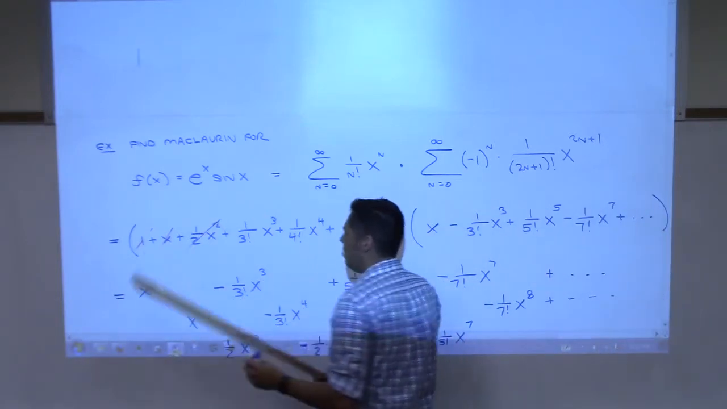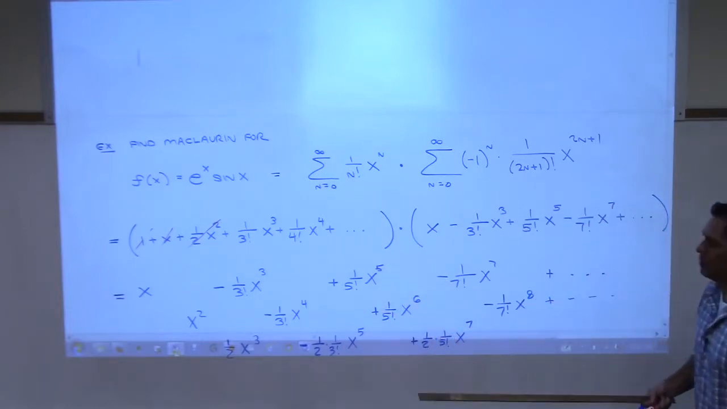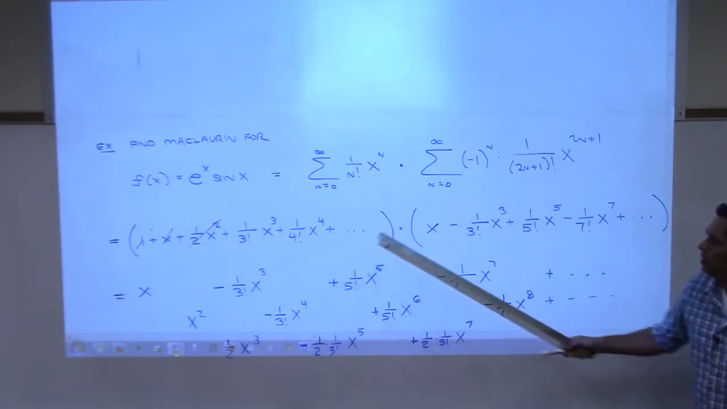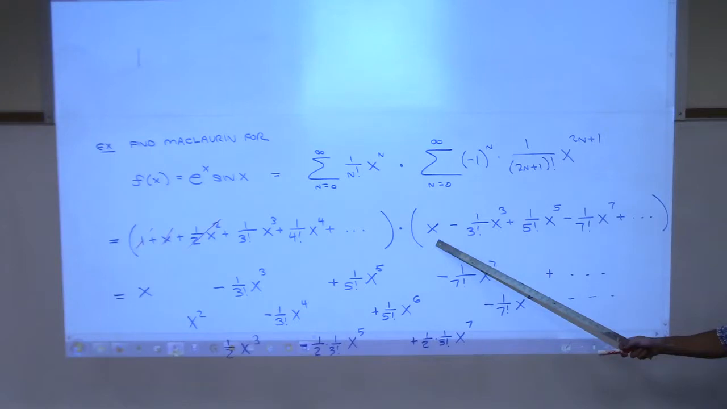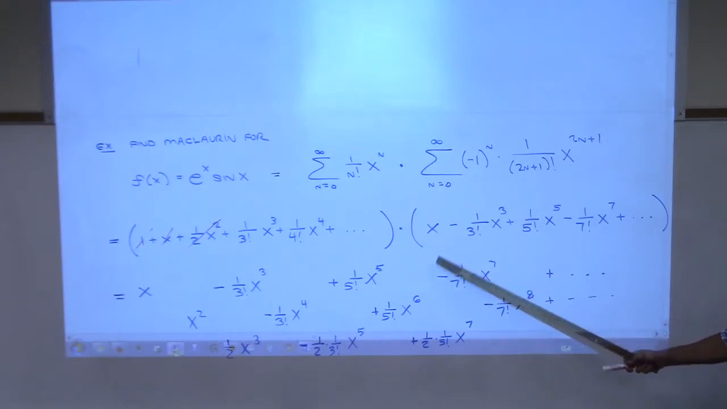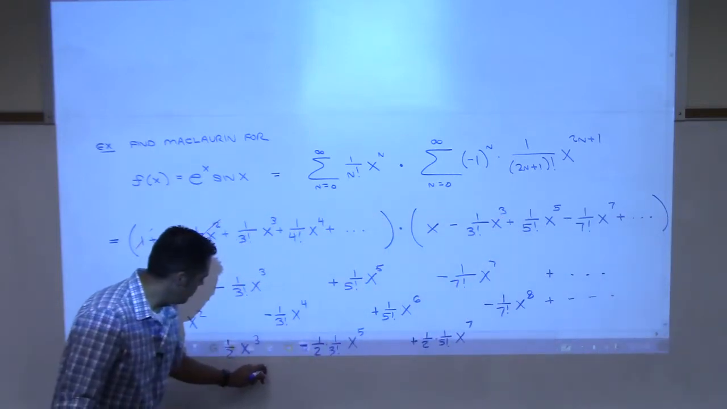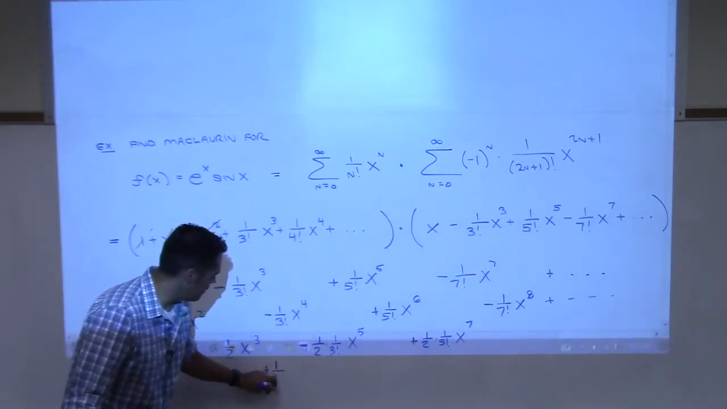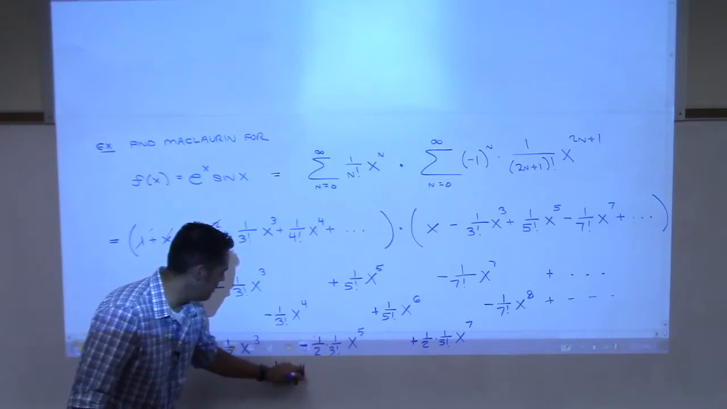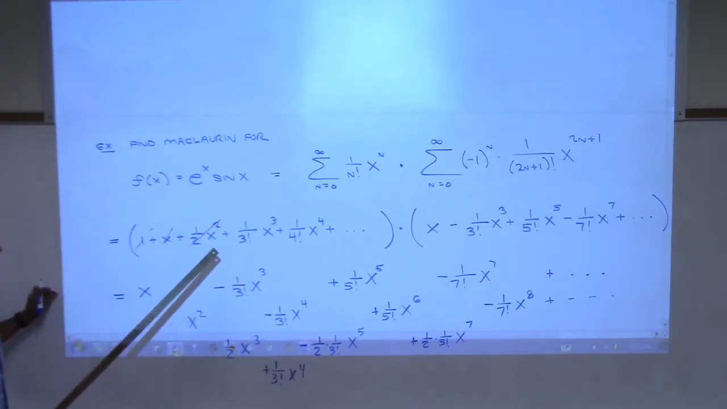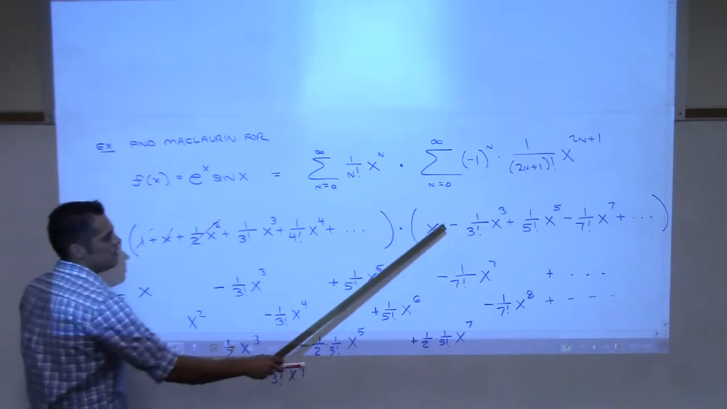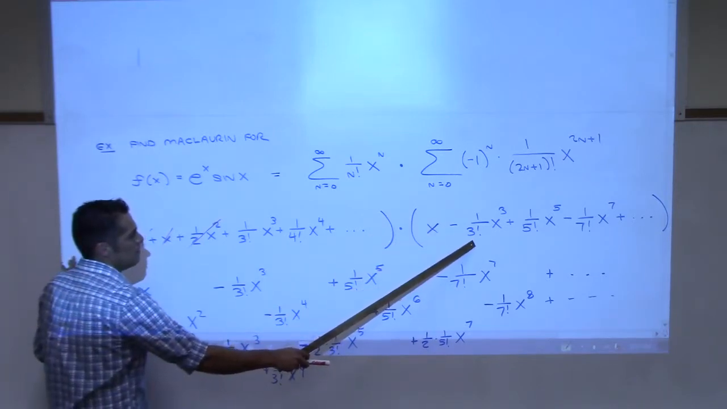What would happen on the next move? Here to here would be 1 over 3 factorial x to the 4th, plus, making a nice little triangle, plus 1 over 3 factorial x to the 4th. Yes. And then this one times this one.